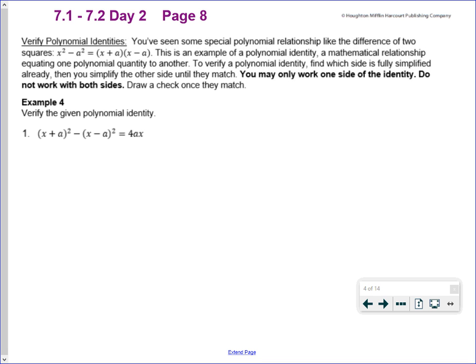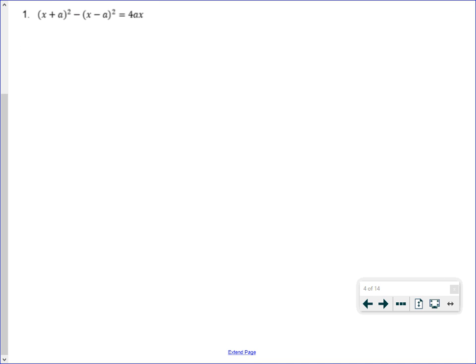Like, for example, on number 1 over here, there's not a whole lot we can do with 4ax. We can't really play with it all too much. So instead of messing with the right side, we're going to work with the left side. Because with (x + a)² − (x − a)², we can FOIL that out, and we can play with it to maybe get it to equal 4ax. So let's go ahead and actually work it.